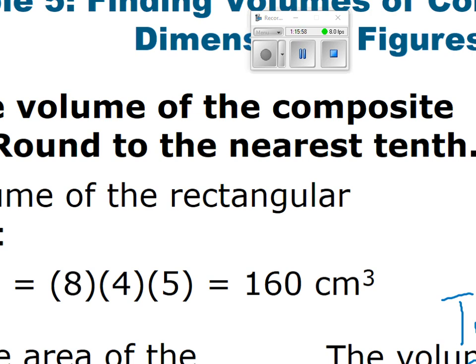Now we need to find capital P. How do you find the perimeter of a square? 4S. So they said the side length was S, so we're going to plug in 4S for the perimeter. And what's the height of this cube if the side lengths are all S? S. Okay, now we're going to simplify that. Everybody with me on capital B and capital P?